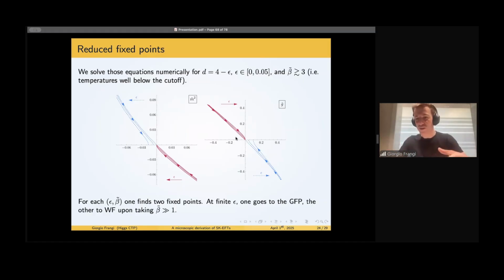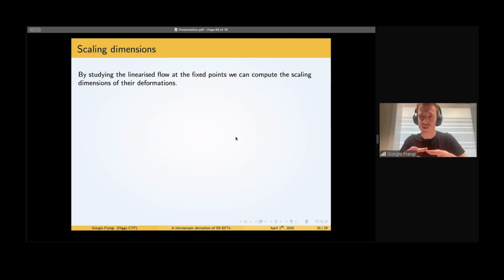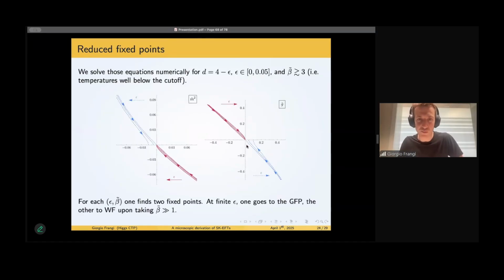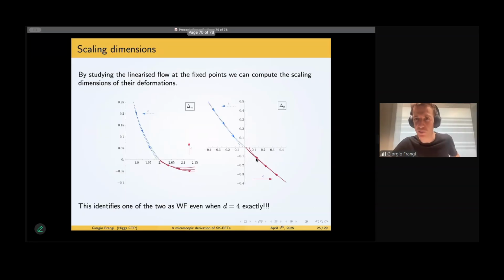However, what you can also do is study the linearized flow in the vicinity of a fixed point. And the eigenvalues of the 2x2 matrix that you have there will tell you the scaling dimensions of the well-defined deformations away from this fixed point. You can do this, and you get this thing here. What I want to draw your attention to, and what I absolutely have no idea how to interpret, is the following. If I work in exactly 4 dimensions, at finite temperature, as I said, you have these 2 branches in which they both go to the Gaussian fixed point. But if you look at the scaling dimensions that you calculate out of these linearized problems, you're always going to have that one of the two deformations is actually relevant.